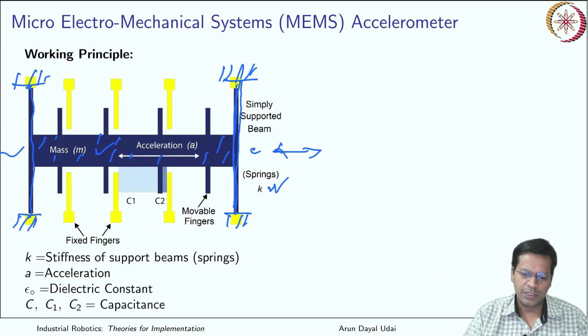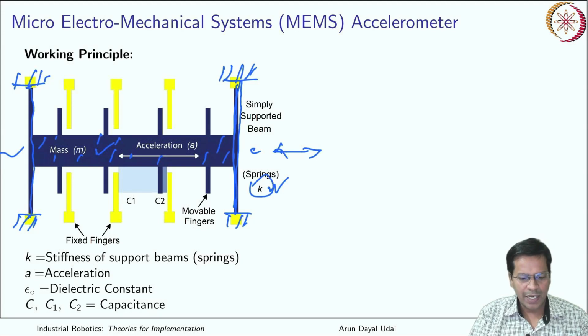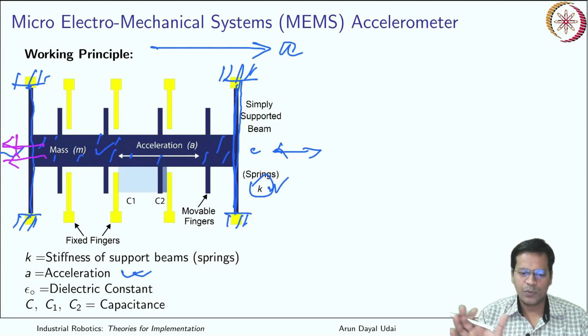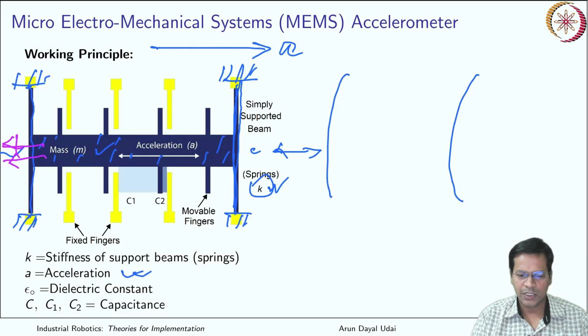The stiffness of this floating structure, on which it is hanging, simply supported, is K. A is the acceleration, let us say I give to the whole of this system. Let us say the whole system moves with an acceleration A. In that case, the mass, blue in color, will experience a force like this. That is a pseudo force that it can see, and that will tend to bend this simply supported beam. Okay, so the new structure will be something like this.